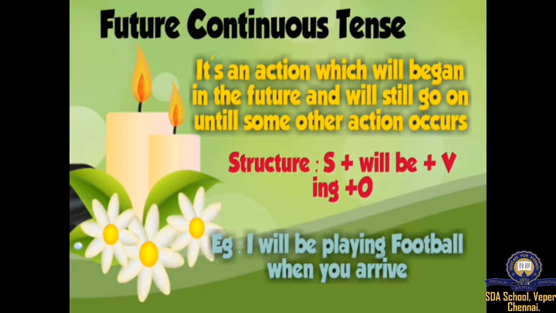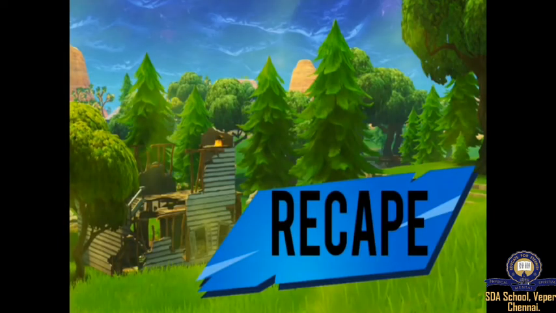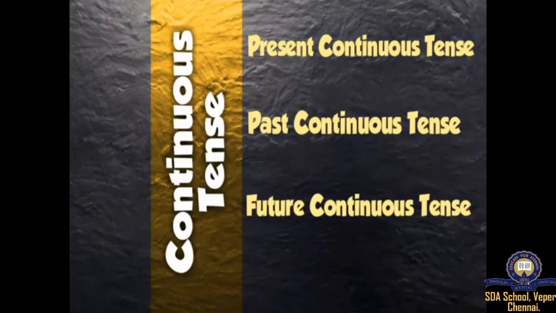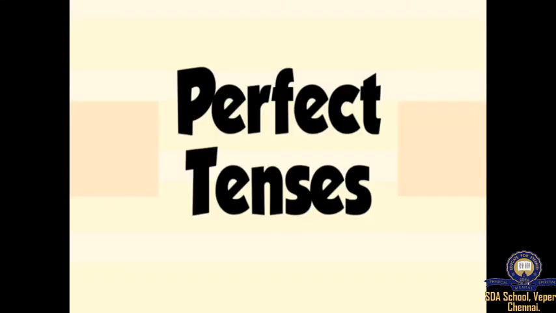Students, I hope you are all clear on continuous tense. Let's have a recap. Today we saw the second division, that is continuous tense in English. There are three types under it. They are present continuous tense, past continuous tense, and future continuous tense. Now we're going to see perfect tense. There are three types of perfect tense.